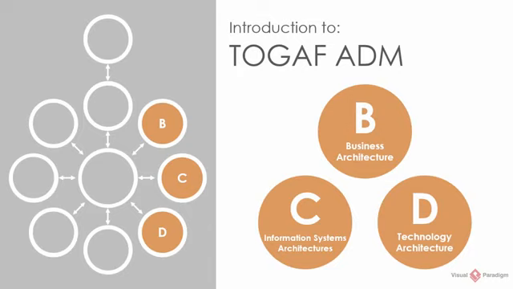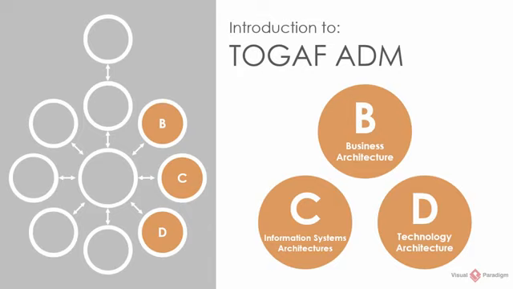Welcome to the introduction of TOGAF ADM Phase B, C, and D. In the previous phase, Phase A, we've defined the architecture vision and secured the approval of the architecture work proposed. In Phase B, C, and D, we will work on identifying the baseline and target architectures.